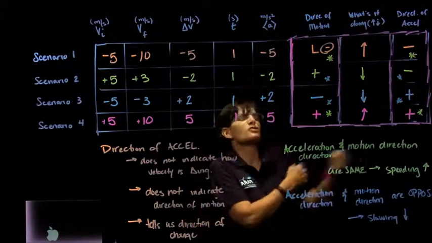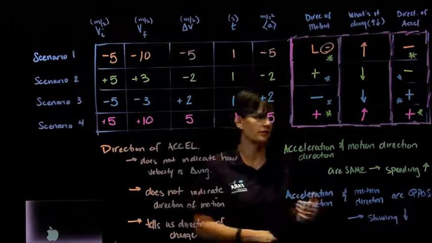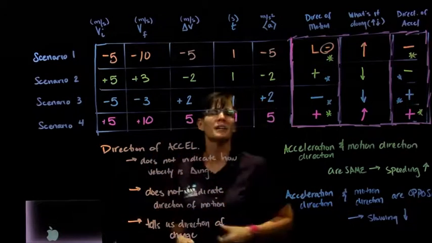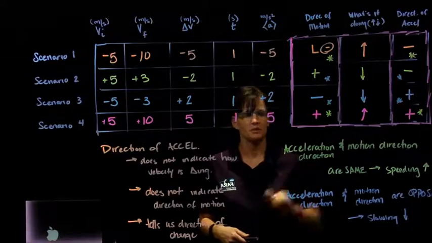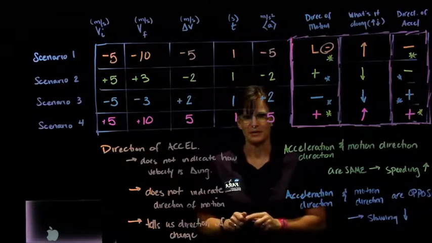So if I am moving to the right, but I'm trying to change my motion leftward, I'm resisting and pulling it back. I'm trying to make the change go to the left. I'm going to slow it down. And if I'm moving to the left, and I'm trying to make that change to the right, I'm going to slow it down. So when the acceleration direction and motion direction are opposite, we can say that the object is slowing down.